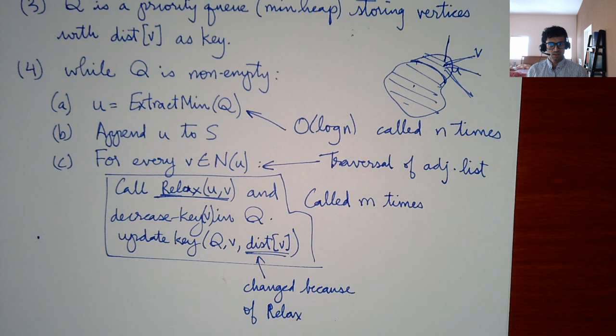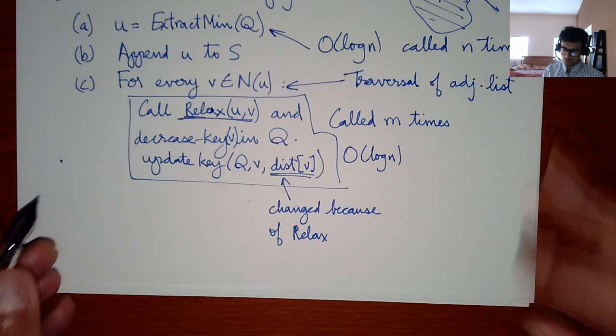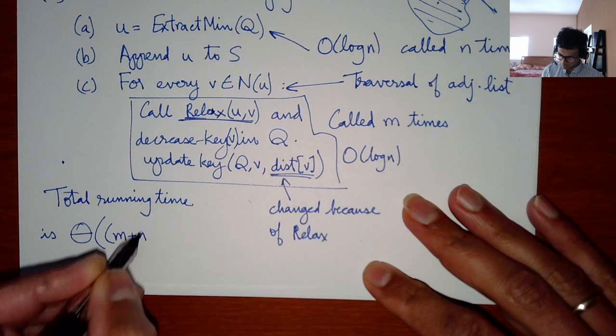So every edge is touched at most once, so there are at most m times that relax and decrease key are called. So it's called m times, and so the total running time of this block runs in O of log n, and this is called at most m times. So the total running time is really, in the worst case you can also argue it's theta of m plus m log n. And so what Dijkstra gives you is m plus n log n.